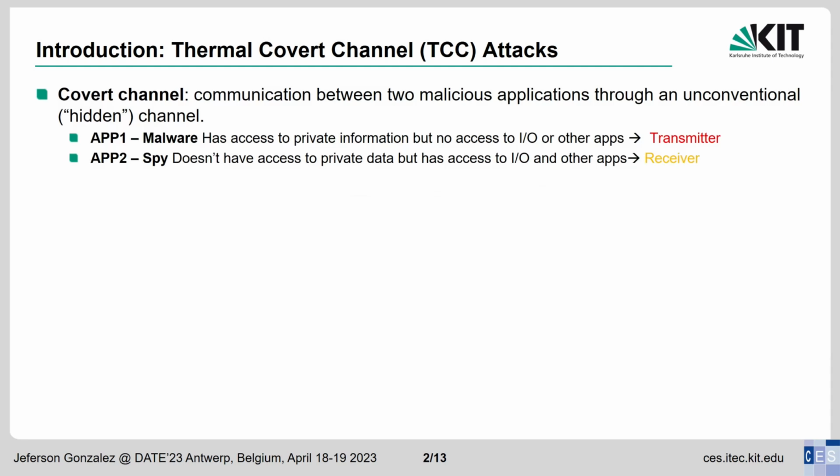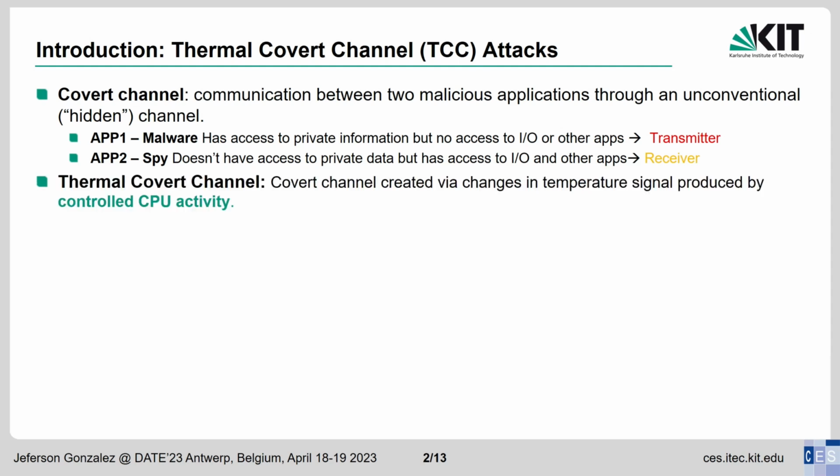A covert channel is a communication means typically between two malicious applications through an unconventional or hidden channel. The first application, known as a malware, has access to private information but no I/O or direct communication with other applications. It takes the role of a transmitter. The second application, known as a spy, doesn't have access to private data, but it could have access to I/O and possibly other external applications.